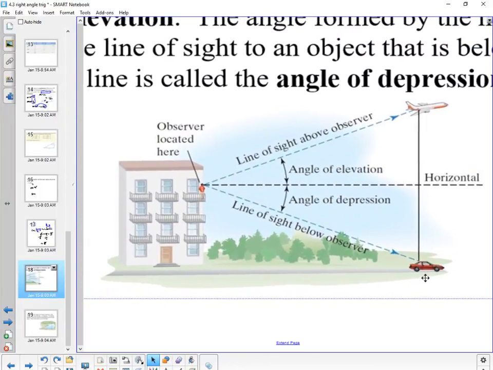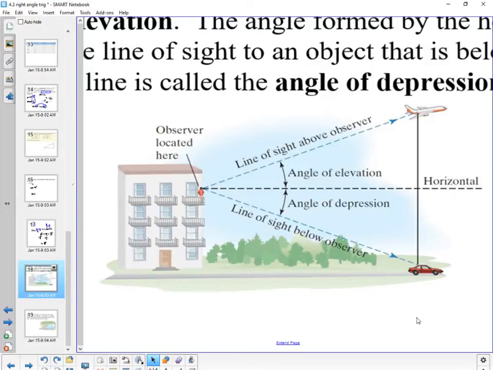I actually used to use that to remind me: when you're depressed, your head's always down. So depression would be down, and elevation would be up. Elevation is going up, depression is going down. It's really just vocab. Elevation means your angle is going up. Depression means the angle is going down.